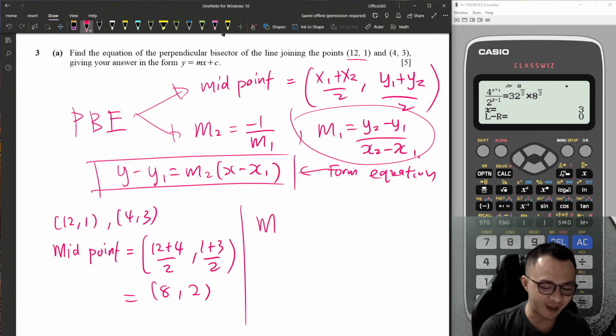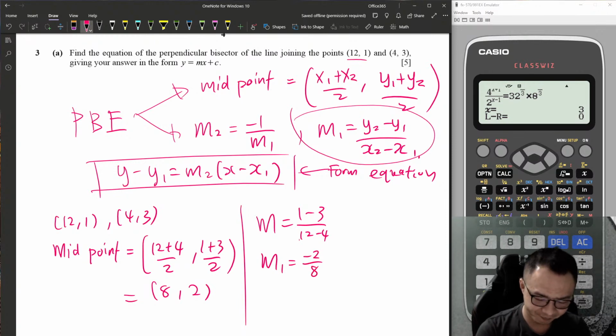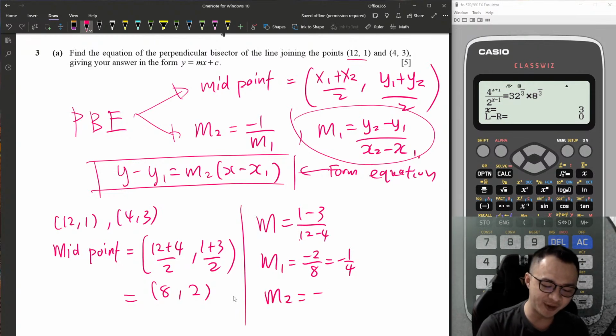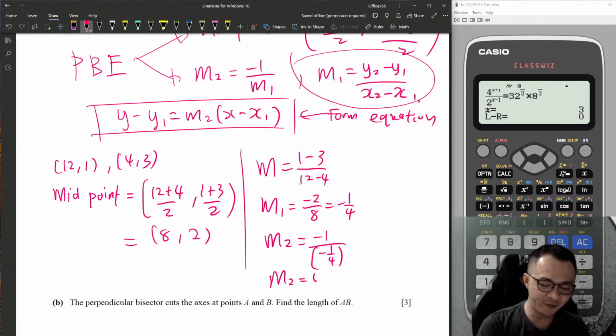Then I want to find the gradient. So I will say (1 minus 3) over (12 minus 4). Then my so-called M1, my gradient, will be negative 2 over 8, which is negative 1 over 4. Then I can find my M2 easily, which is negative 1 over M1, negative 1 over negative 1 over 4. Then my M2 will be 4.